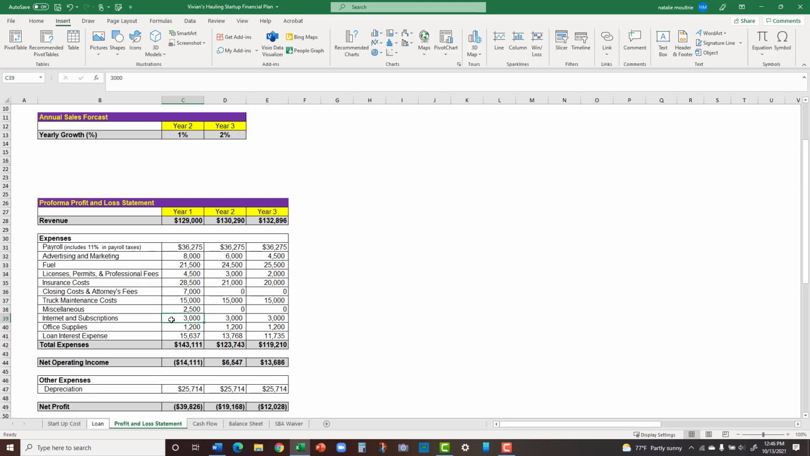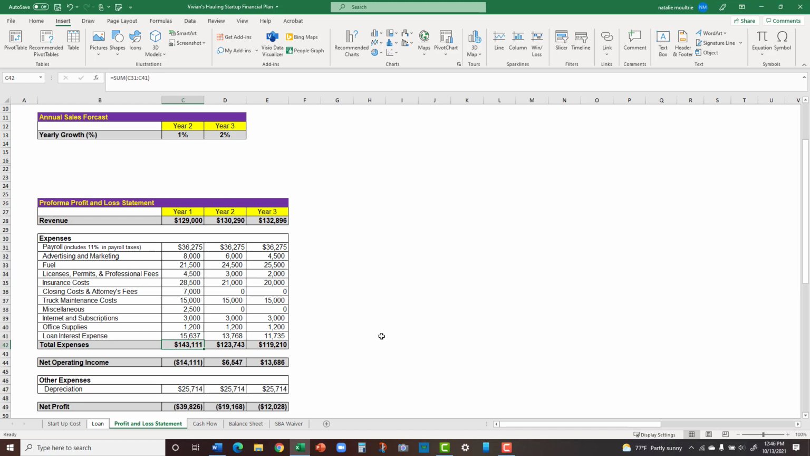Internet and subscriptions. This is basically for the use of the internet, whatever it costs you to have internet access. You have different subscriptions that you have. You have your payroll subscription if you decide to do the accounting yourself. And we're going to talk about using QuickBooks as a software that we will use. So there's a monthly subscription for that, and any other business expense that you have that may have a subscription tied to it. Your office supplies, so your paper, ink, anything that's needed in the office. And then here is that loan interest expense that we talked about.